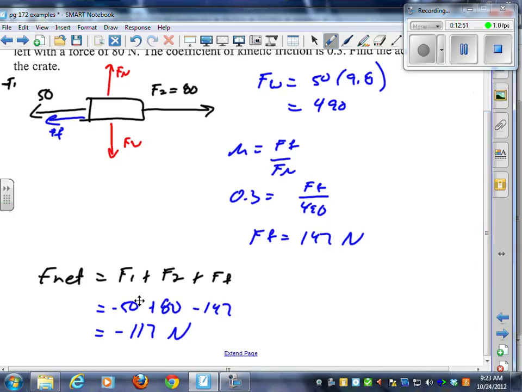So if I got 30 newtons of applied force, but I got up to a maximum of 147 newtons, guess what's going to happen? The acceleration is going to be 0. This thing is not moving. It's not moving.